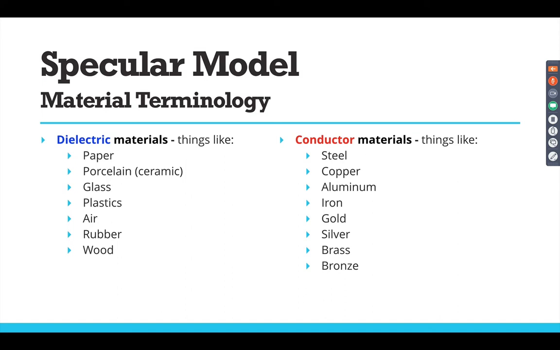Conductors, things like steel, copper, aluminum, iron, gold, silver, brass, bronze. Those are conductors. They conduct electricity, they are metals. We're going to use the physical mode for metals. We're going to use the artistic mode for pretty much everything that's not metal.